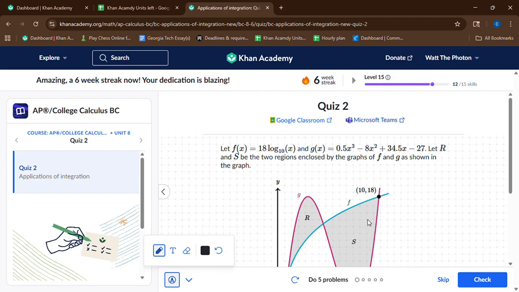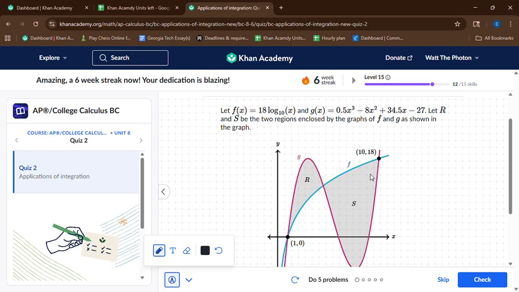f of x is 18 log of x, and g of x is 0.5 x cubed minus 8x squared plus 34.5 x minus 27. So that's 1018. We'll make our windows.